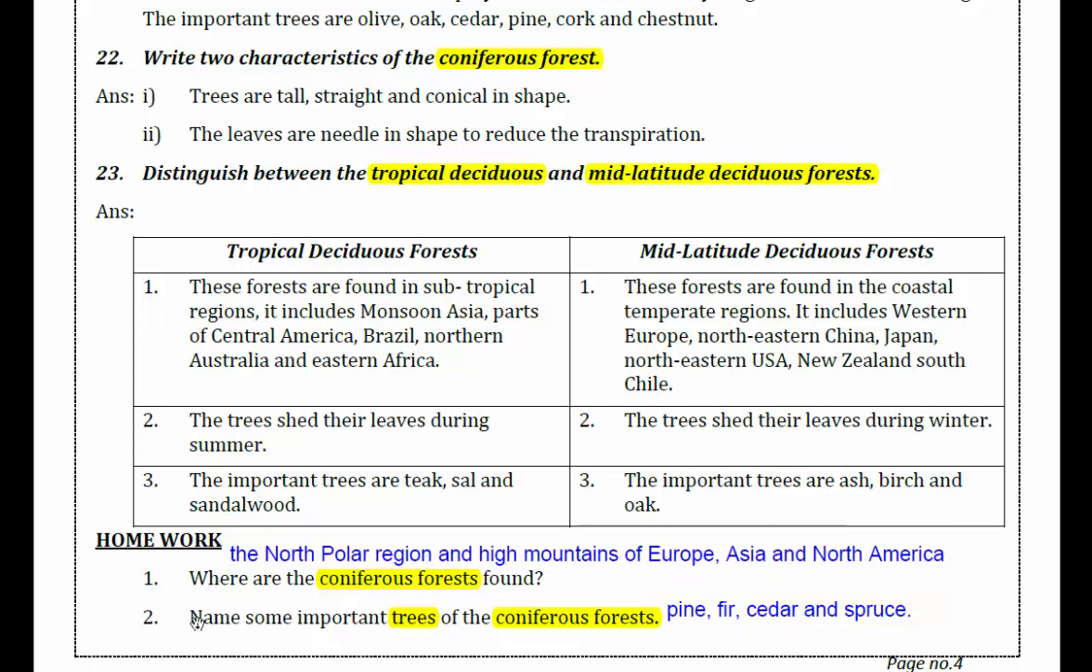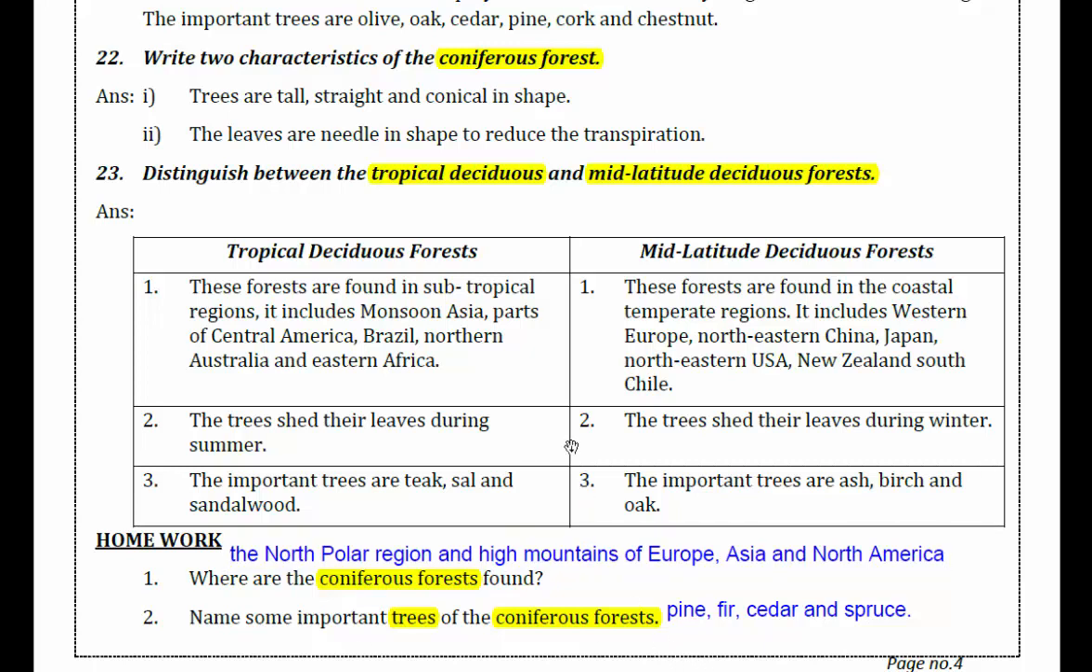Let us include this homework also. Where are the coniferous forests found? Northern polar region and high mountains of Europe, Asia and North America. Some important trees of the coniferous forests are pine, fir, cedar and spruce.